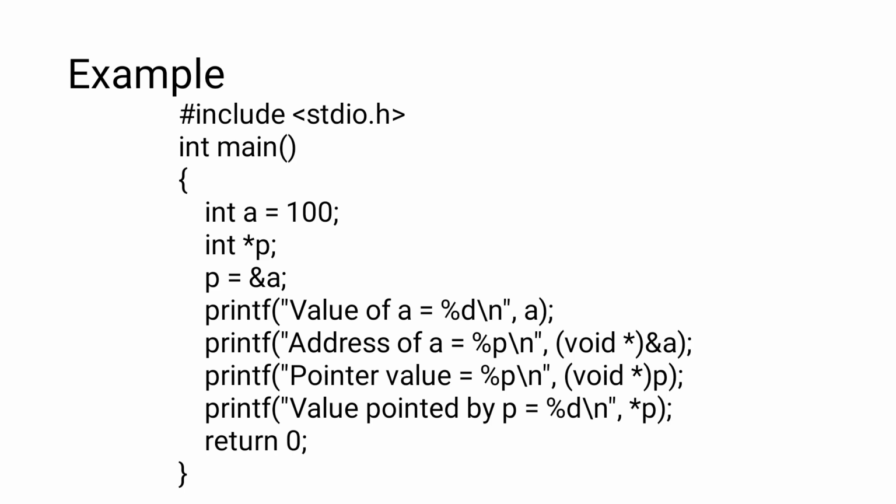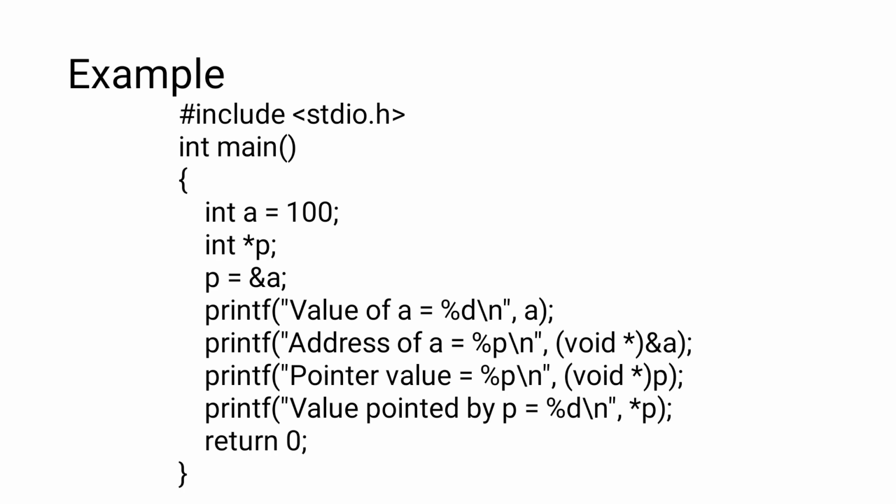In the next line I am printing the pointer value. Inside my pointer we are storing the address of a, so that is also an address. To access that we have to give the %p format specifier, so comma (void *)p. Inside p we have the address of a. That address may vary from one system to another. In the third line we are printing the pointer value, what is p.